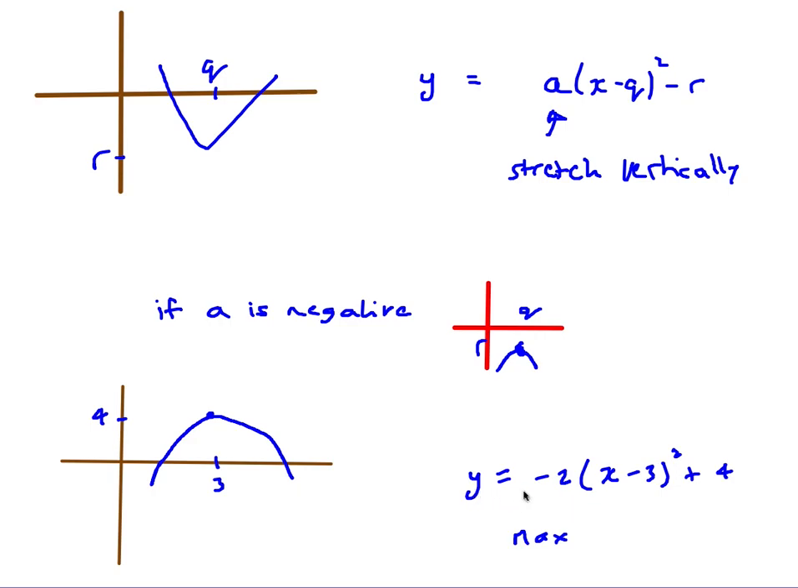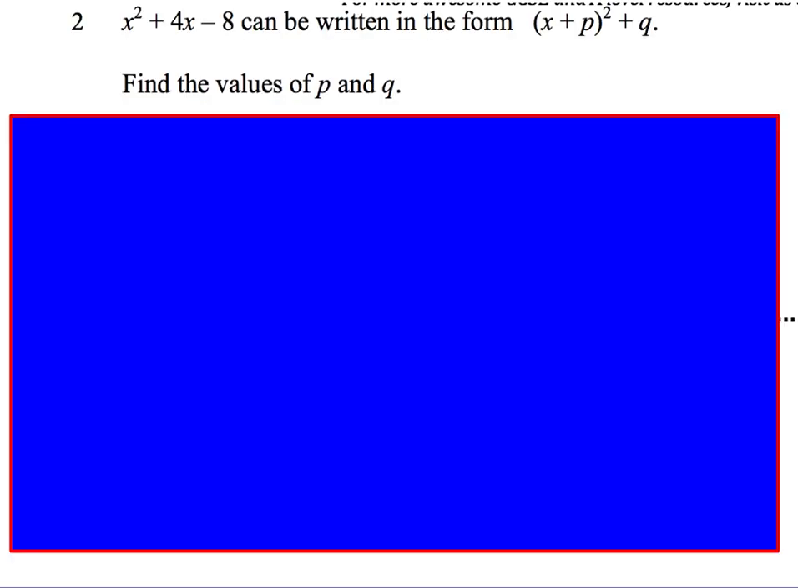So for example, if I had this one, y equals minus 2 bracket x minus 3 squared plus 4, it's the same as before for this bit. The opposite of this, a negative 3, the opposite of negative 3 is 3. That gives me the x coordinate. 4 gives me the y coordinate. That's all the same. But this bit here, because it's negative, it tells me that it's going to be flipped. And it's going to be like this, so it's going to be a maximum. Okay, so let's actually look at some questions on that.